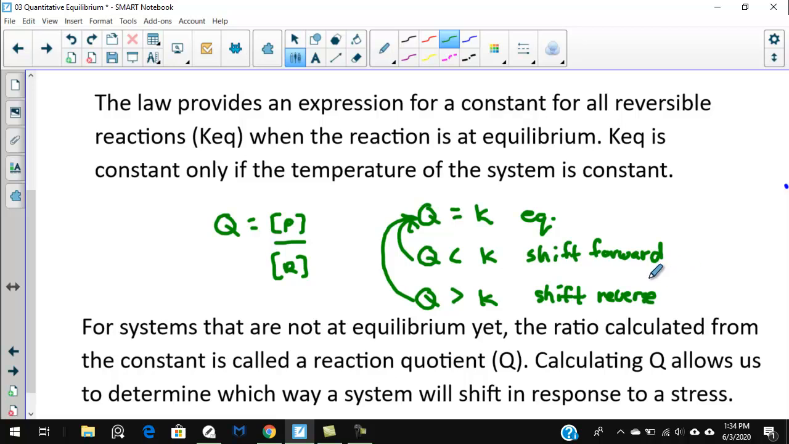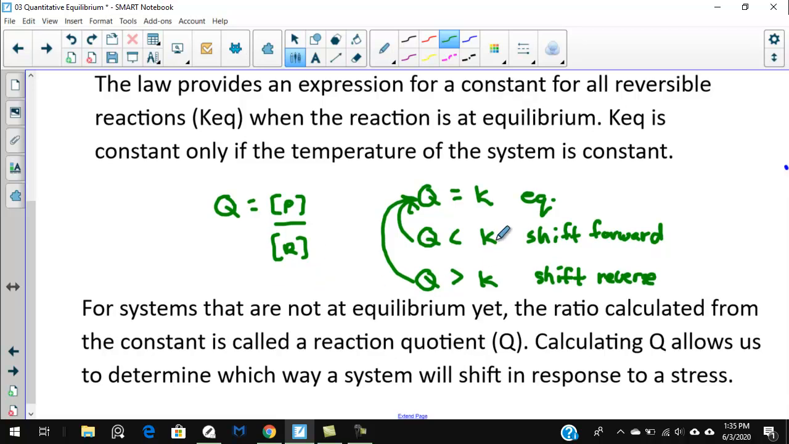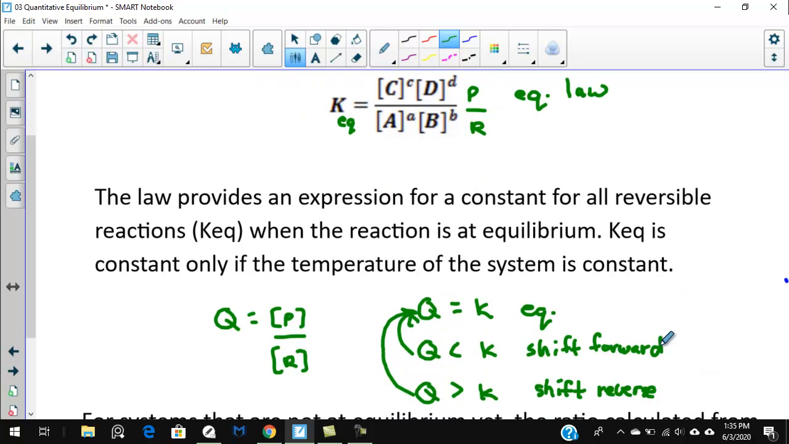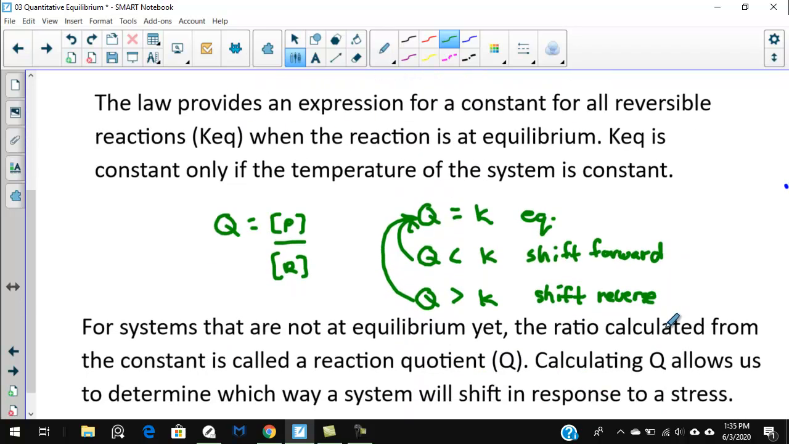If you could sample your system and figure out the concentrations of all the things in your system at any given point, you could calculate this Q value, compare it to the actual K value for the equation, and know whether your system was at equilibrium, shifting in the forward direction, or shifting in the reverse direction. And we'll come back as we do some more questions and take a look at how we use that idea of a reaction quotient.